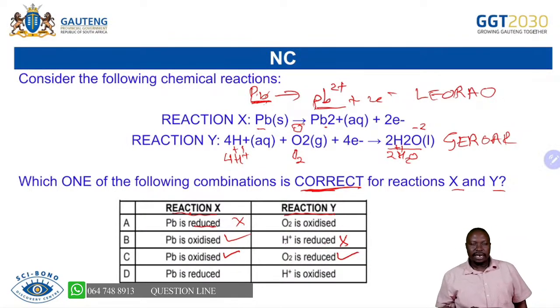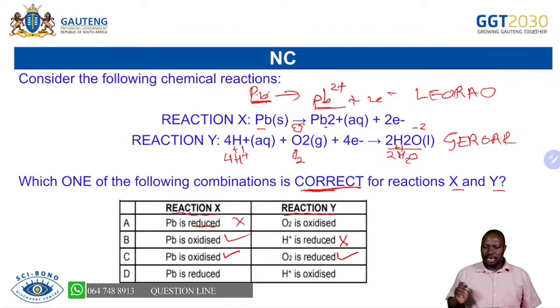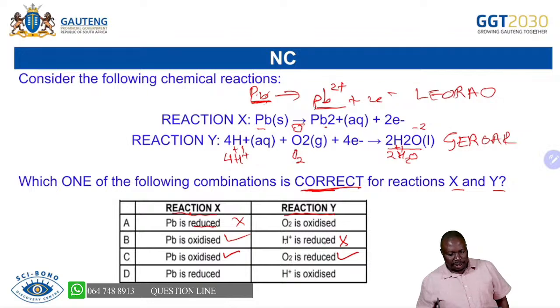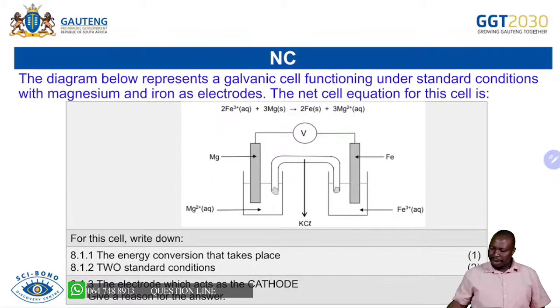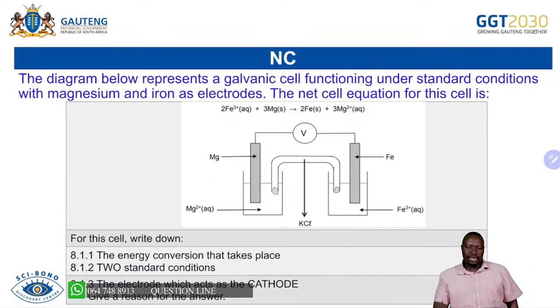So you're able to know that the correct answer is number C, and you choose it with confidence, and you are able to know that you are doing the right thing. So that was the paper from Northern Cape, the multiple choice. Now we're going to the actual question.